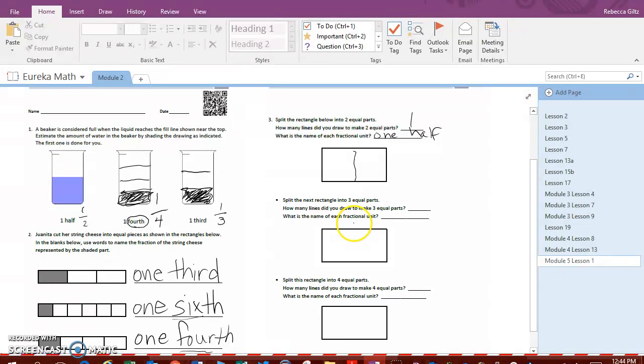Going to the next one, split the next rectangle into 3 parts. How many lines did we draw, and what is the name? So I'm back to drawing 3 parts. Think about when we did our tape diagrams. You want them to try to be as equal as you can get them. How many lines did we draw? Only 2. And what is the name of each one? 1/3.